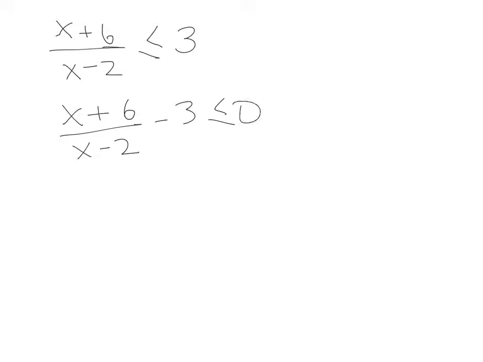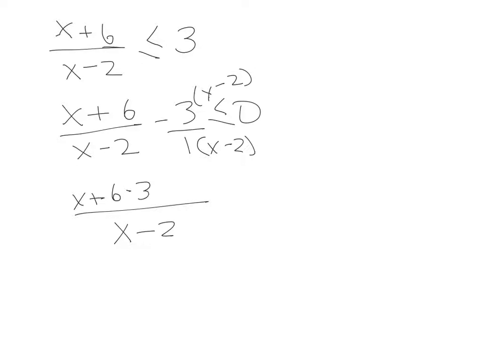And then again, I need one fraction, so now I'm going to get a common denominator. I'm using the what's missing method. I'm missing my x minus 2 on the right-hand part, so I'll put it in the numerator and denominator. Draw one fraction bar, I get x minus 2 in the denominator. In the numerator, I get x plus 6 minus 3 times (x minus 2) is less than or equal to 0. Simplifying the numerator, I get (negative 2x plus 16)/(x minus 2).